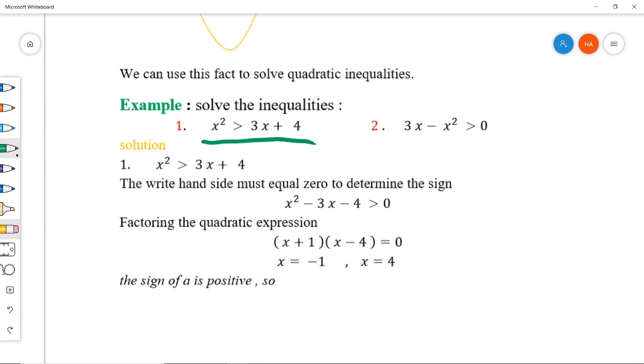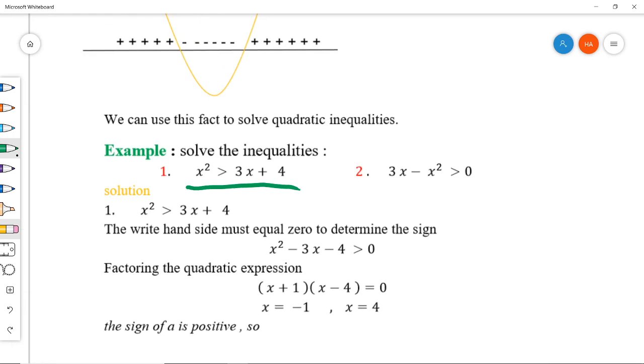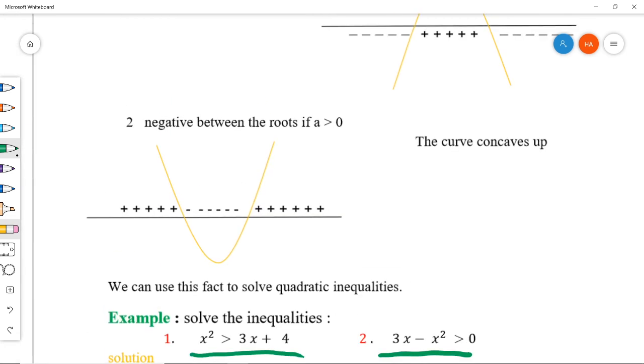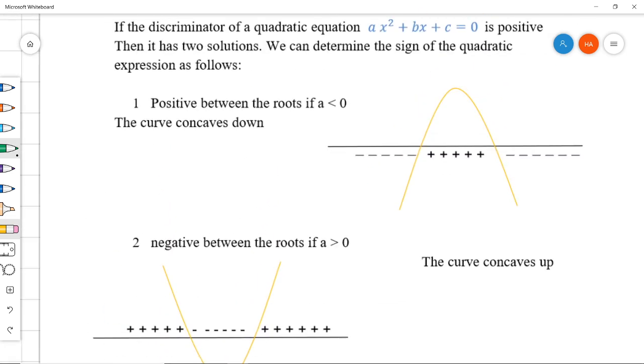Why? Because the power is 2. Here is quadratic power. And why we call it inequality? Because it contains greater than, and this also quadratic inequality. Power is 2 and it has greater than this sign. How can we solve these inequalities?